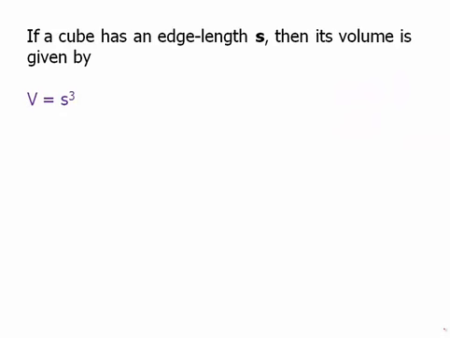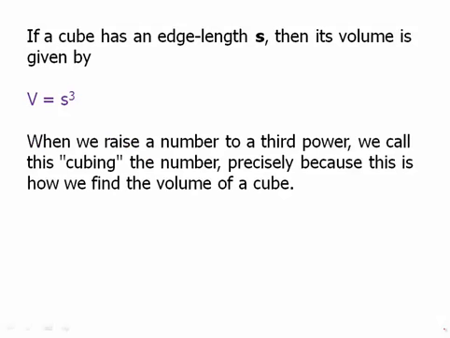If a cube has an edge length s, then its volume is given by V equals s cubed. When we raise a number to the 3rd power, we call this cubing the number, precisely because this is how we find the volume of a cube. So both the algebra term to square a number and the algebra term to cube a number have their historical roots in geometry.